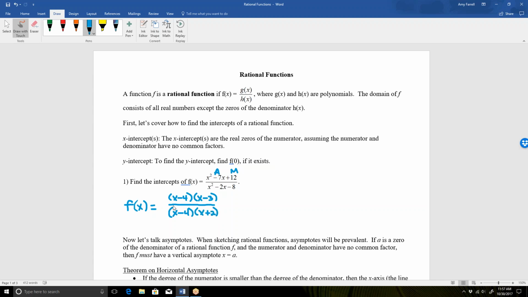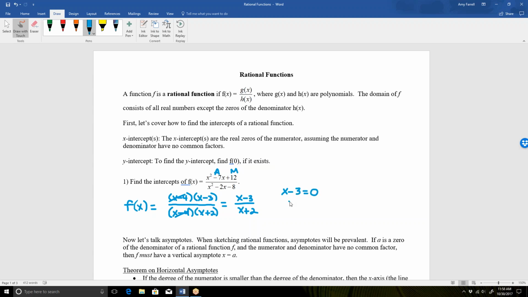Now that I've factored both the numerator and denominator, I can see that they do have a common factor of x minus 4. So I'm going to get rid of that common factor there. And my reduced function is x minus 3 over x plus 2. So the x-intercepts, actually there's only going to be one. There's one x-intercept. And to find that one x-intercept, I'm going to find the 0 of the numerator, meaning that I'm going to solve this equation here.